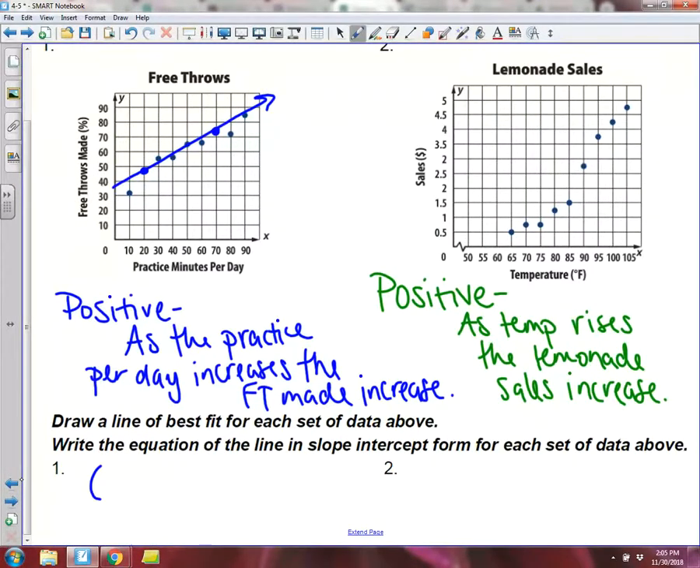So what were those points I told you again? 20, 48, and 70, 72. Okay, now we're going to use those points to write the equation of that line. So once you get your line of best fit in there, take these points and plug them into your table, and let's get a line of best fit, an equation. Okay, so 20, 48, and 70, 72.